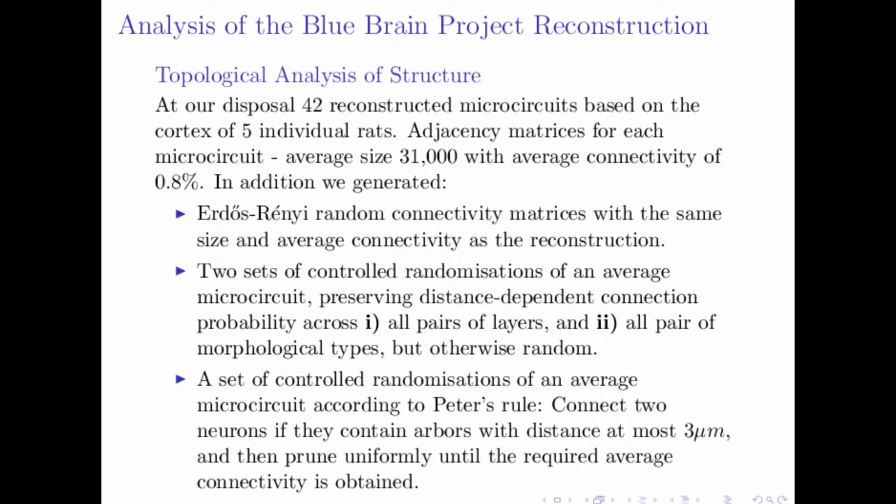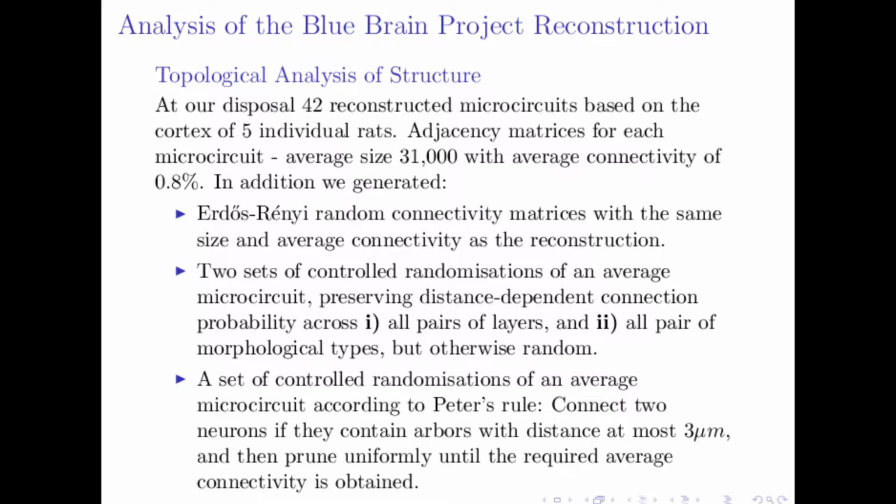with control. So we created as well some algebraic random connectivity matrices with the same size and average connectivity as the reconstruction. So the size means about 31,000 neurons, and the average connectivity is 0.8%. Then we did 2 sets of control randomizations.